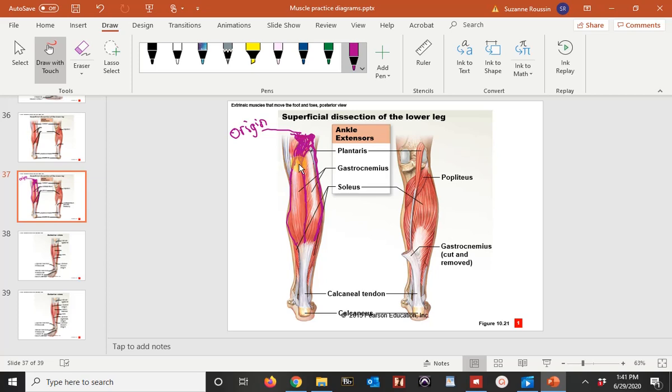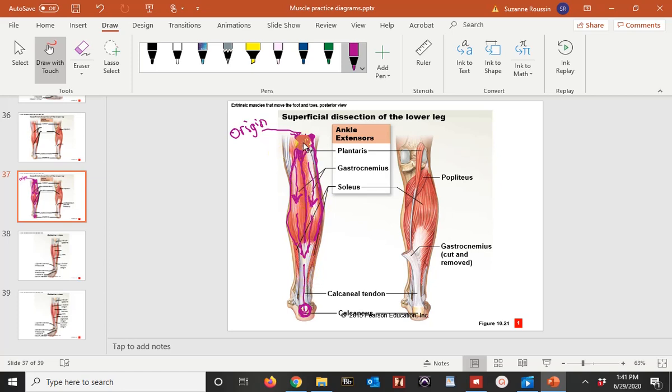And then it goes all the way down. That was their origin point. They originated at the bottom condyles of the femur, and they go all the way down, and they turn into this calcaneal tendon. And the calcaneal tendon goes down and attaches itself to the calcaneus. That's why it's called the calcaneal tendon. And so that entire thing is the gastrocnemius.